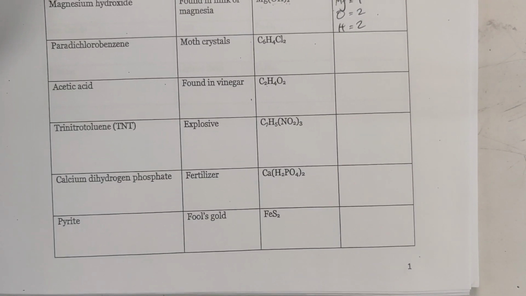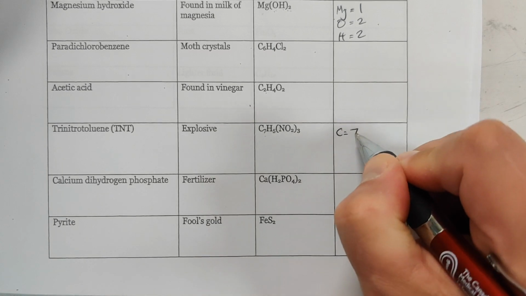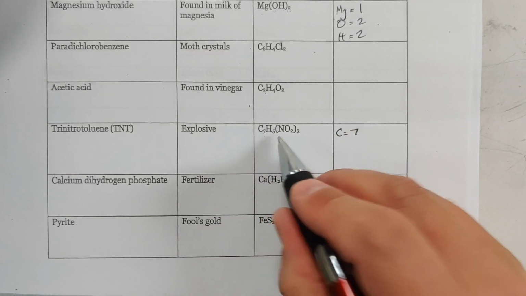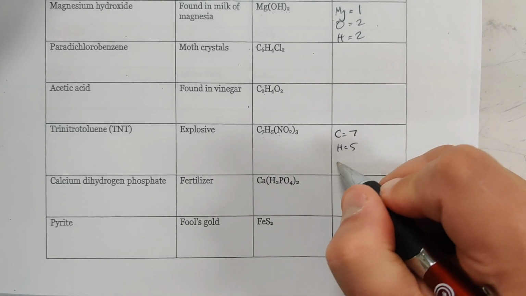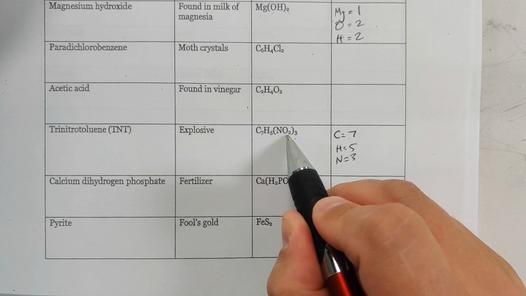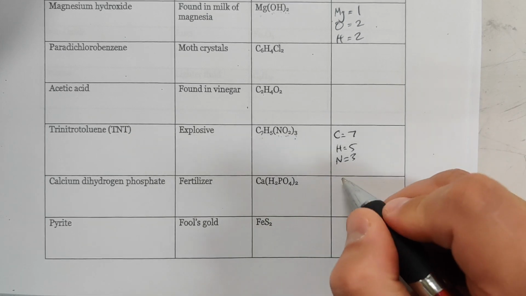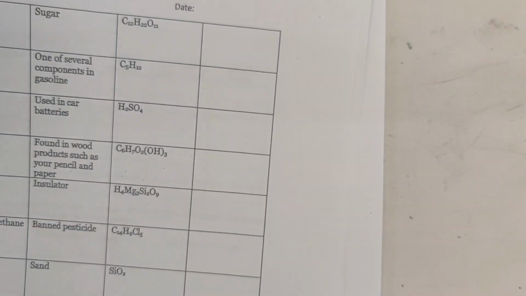What about something like this? How many carbons? Well, there's 7. How many hydrogens? How many nitrogens? 3 times. And look at this, there's 2 oxygens in the bracket multiplied by 3. Whoa! Now, the hardest question on the page I'm going to do for you, just so you get it.